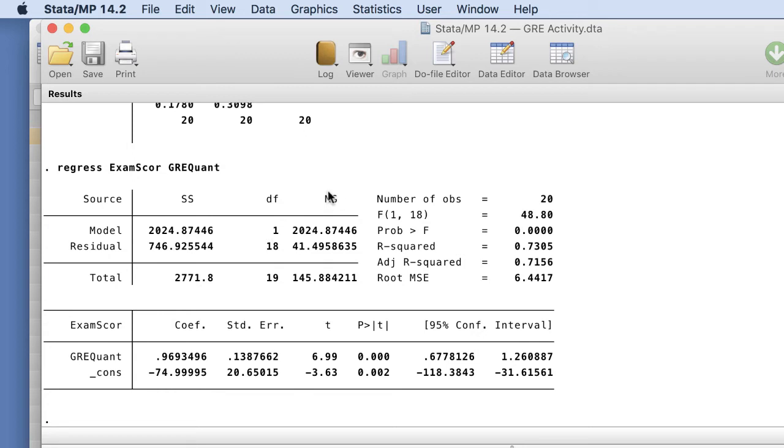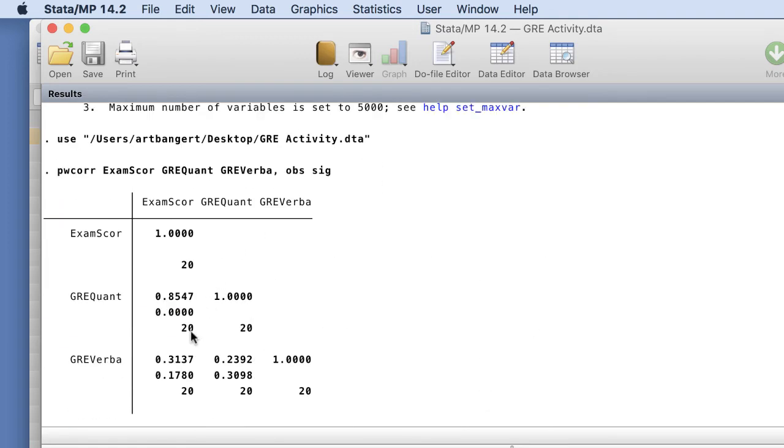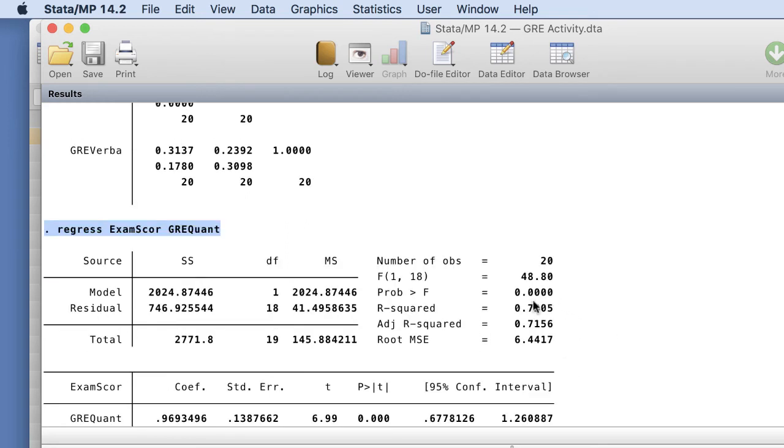And so this represents the mean square for these. So 2024.87 divided by 1 is 2024.87. 746.92 divided by 18 is 41.49. And then to get our F ratio, we divide 2024.87 by 41.49, and that gives us this value here, which we can see is highly significant. Our R-square value is simply this correlation between GRE quantitative and the exam score, 0.8547 squared. And so that's our R-square value.